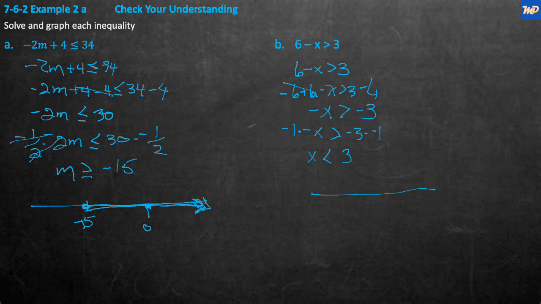Graphing it, here's 0, here's 3, and x is less than 3. So we have to put a circle around the 3 because it's not less than or equal to 3. And we're going to draw our line out forever in the negative direction because x is less than that. So it has to go forever.